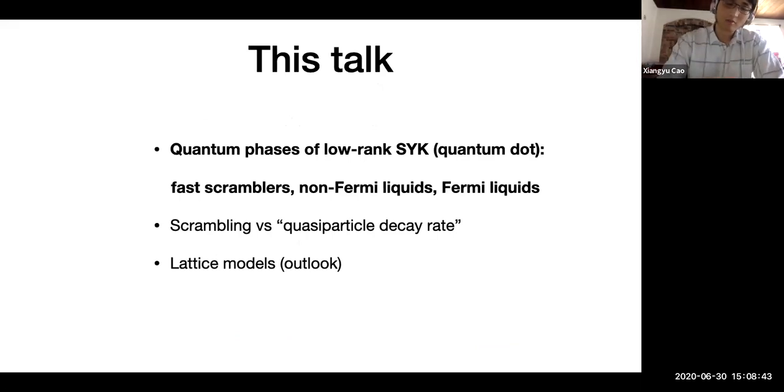So there will be roughly 3 parts. I will first discuss the solution of the low rank SYK quantum dots, which we will see will have several different types of low energy states, including fast scramblers, non-Fermi liquids, and Fermi liquids.